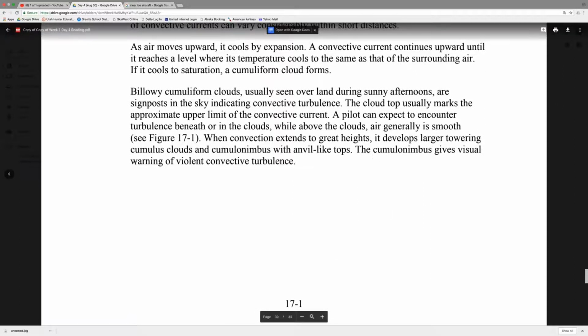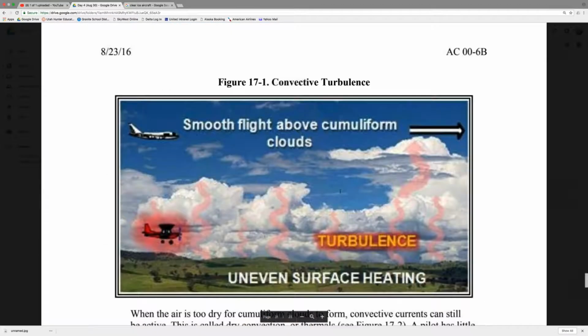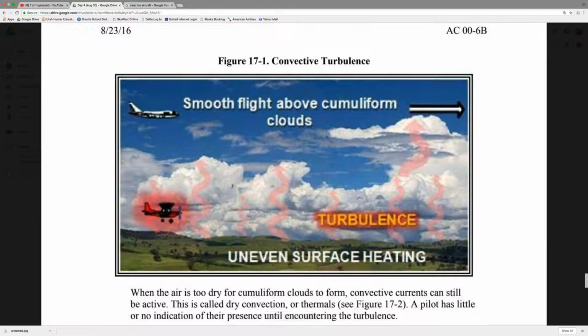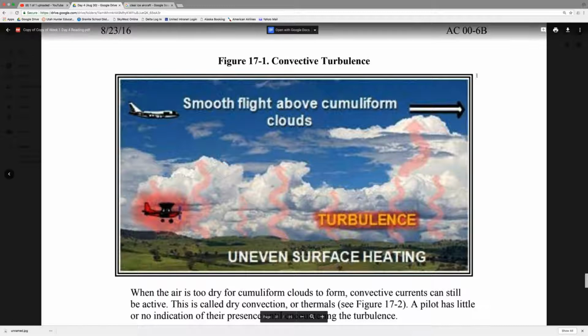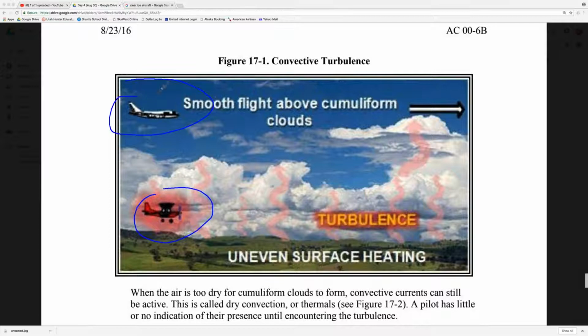Cumulonimbus gives visual warning of violent convective turbulence. You can also see, there's a good picture. This guy's in trouble, this guy's not. This guy right here, deep trouble. This guy, not so much, he's above it.